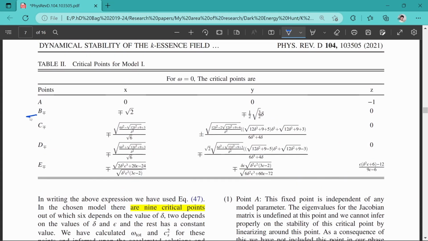So we have found 2, 4, 6, 8 and 9. So we have found the 9 critical points. At this critical point x and y are 0, therefore we say that there is no field, and only z is -1.